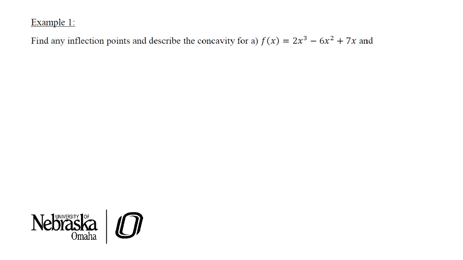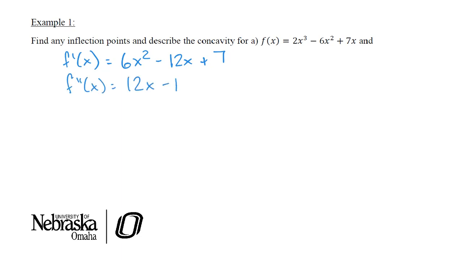Okay. So here's an example. Find any inflection points and describe the concavity for f of x equals 2x cubed minus 6x squared plus 7x. So to find the inflection points, we want to find the second derivative, set it equal to 0, and then check either side of 0 to see where the concavity is. So the first derivative, we would get 6x squared minus 12x plus 7. Our second derivative, we would get 12x minus 12.